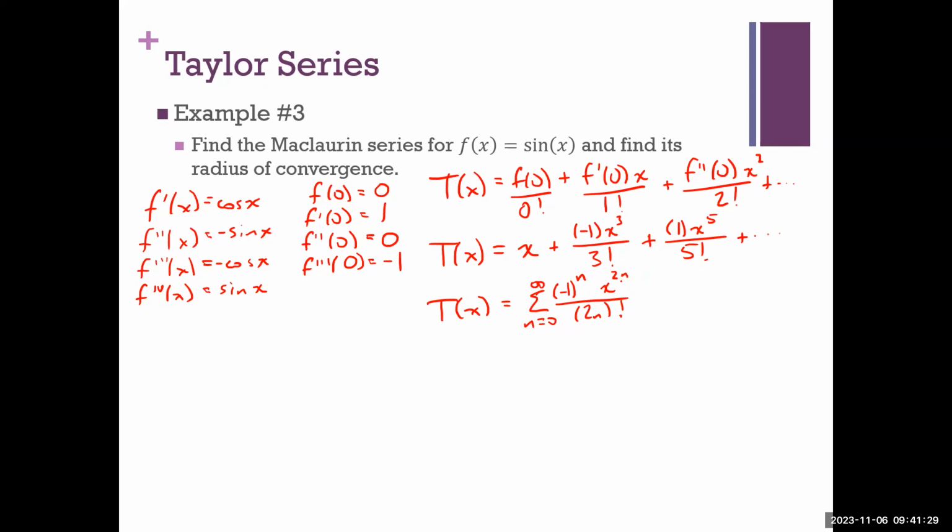Is X to the 2N doing what I want it to do? No. 2N plus one? I think if it's just 2N, the powers on X are going to be 0, 2, 4, 6. Now it should be 1, 3, 5, 7. So I'm going to get all the odd powers. Is that okay? How about the 2N factorial? Should also be 2N plus 1. Okay, I agree with all that.